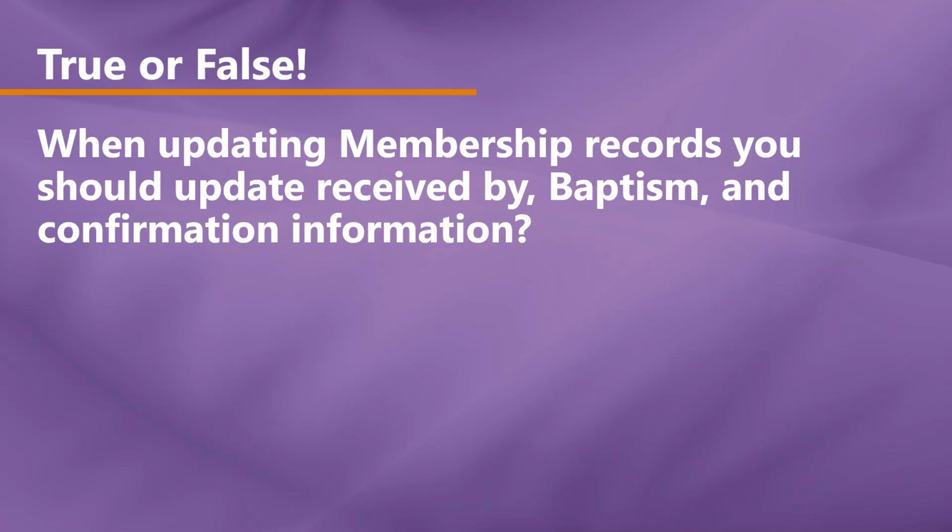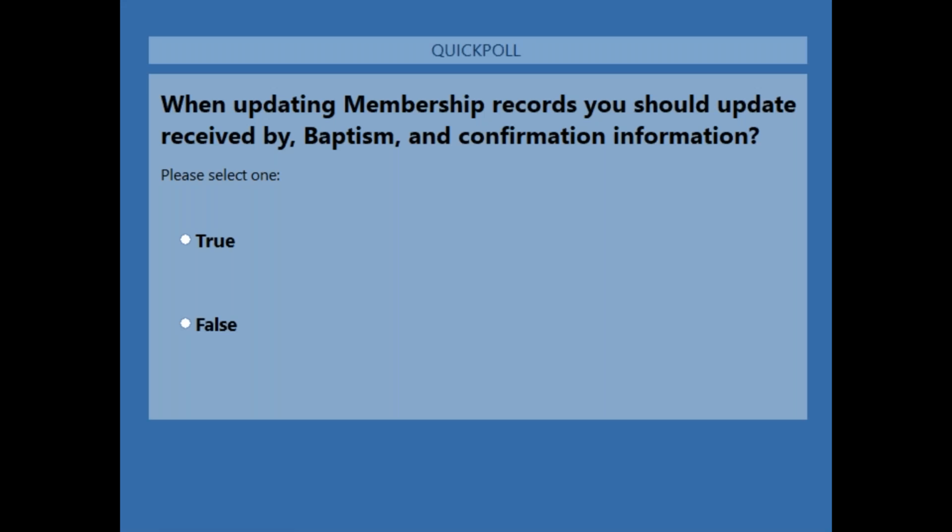True or false? When updating membership records, you should update received by, baptism, and confirmation information. You're going to see a poll go out here next. I've just sent that out now. True or false? Is this information you should be checking on at year end to update?